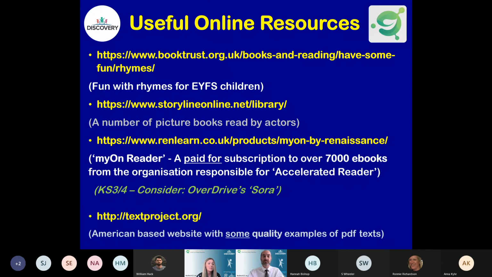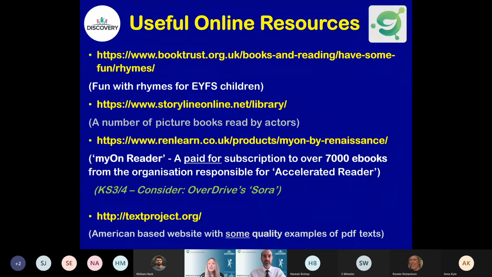And then Text Project, which is an American-based website, but it has some really good examples of PDF text. Somebody asked me a minute ago, for guided reading, do we use full novels or extracts? What we actually use is something called Book Club Active Learn. In my school, it is a selection of short stories, poems, or non-fiction text, and it's fab because, you might have seen in the videos where I was doing the fluency work, you can show them online as well. So you can show the text online, but we also get given the physical books.